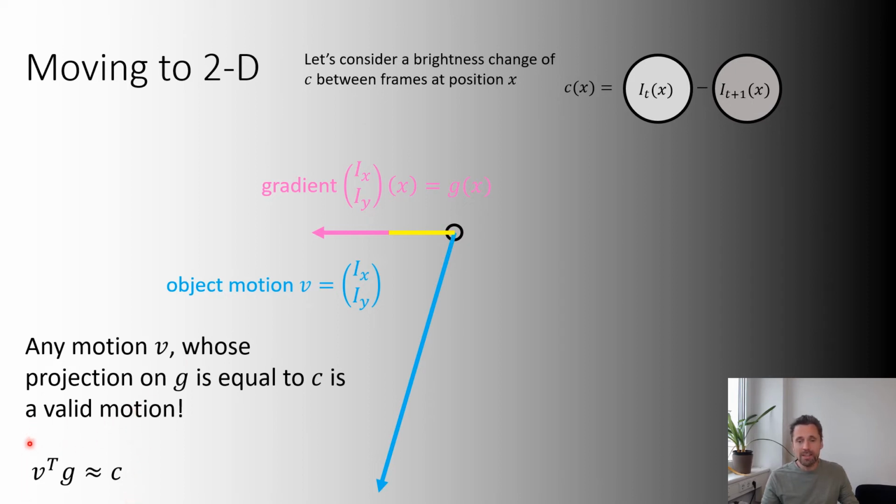And obviously we touch again the dot product. That is exactly what we do, right? So the unknown, that's what we seek, that's what we want to solve for, the vector of the motion v transpose g, the gradient at that point, needs to be approximately c.